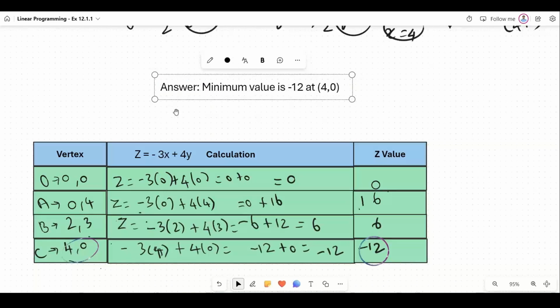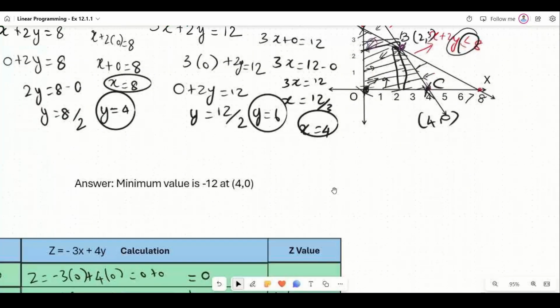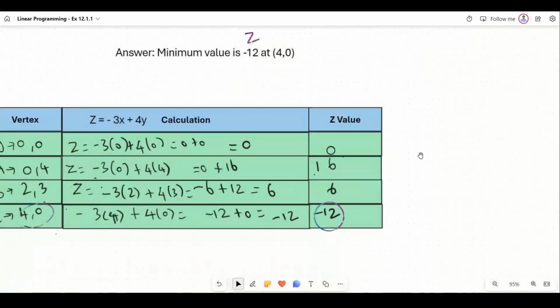See here, the feasible region is all these areas, right? So it can be this area, or this corner point, or this corner point. All these corner points are feasible ones. But they're asking us to find the optimal value, the final, the best one. So the best one is z equal to minus 12. This is the value we have got for z, and minus 12 is the minimum value.